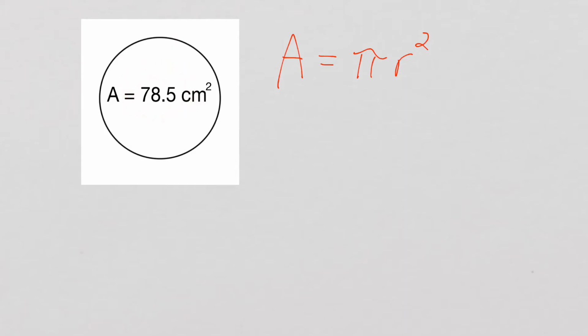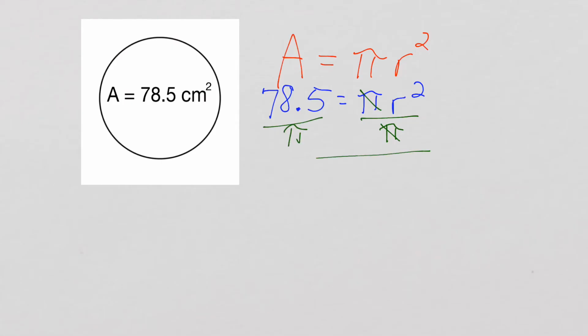So I'm going to go ahead and substitute the number 78.5 for my area. And I know that that equals pi times the radius squared. Once I've entered that information, I'm just going to use my inverse operations, my algebra skills, to isolate the r squared. So I'm going to divide by pi. That's going to cancel those out. That means I have to divide the other side by pi as well. And that means that r squared equals 78.5 divided by pi.